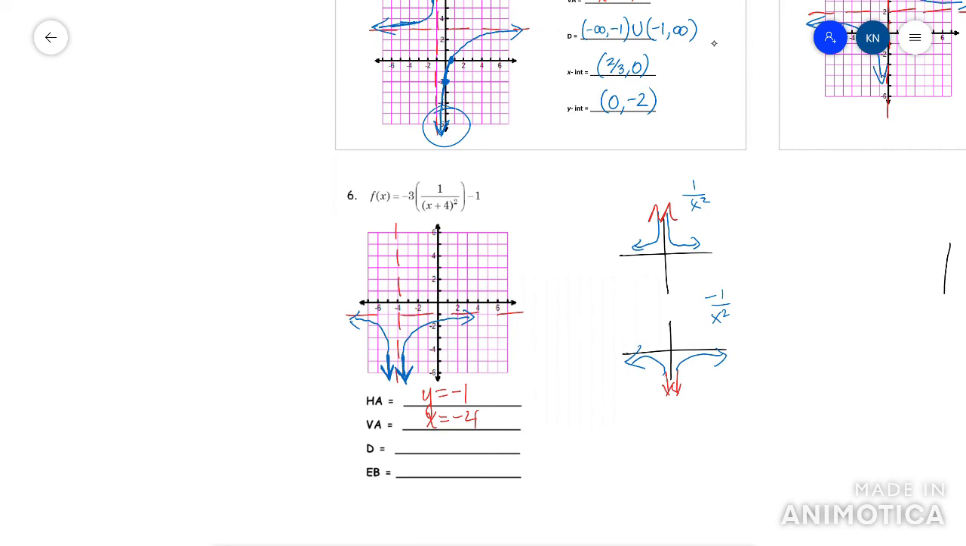So the domain of this, I have a piece going from negative infinity to the VA at -4. And then from -4 to positive infinity. And then the end behavior as x goes either way, plus or minus infinity. That means if I go left or if I go right, my y values are leveling off at the horizontal asymptote of -1. So that's how you would have done that problem.